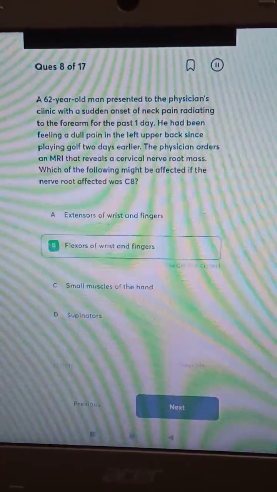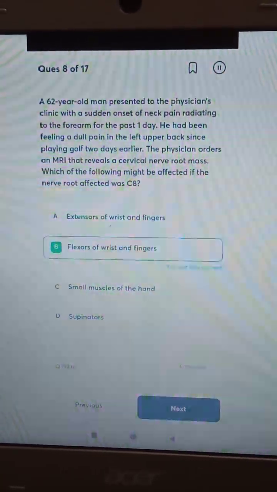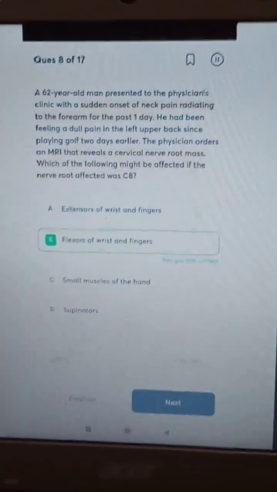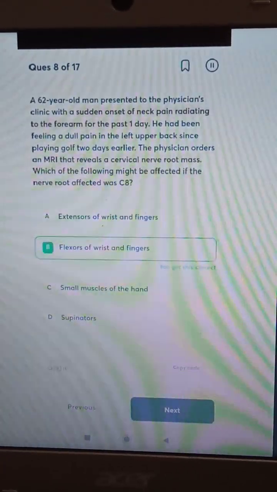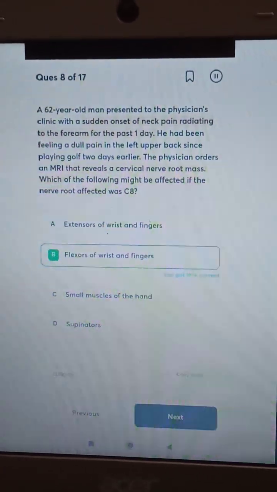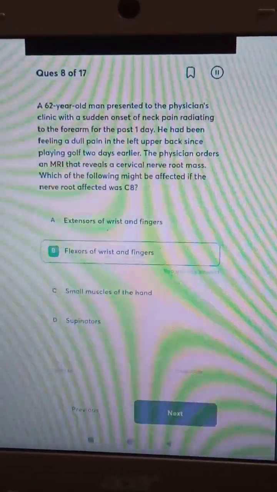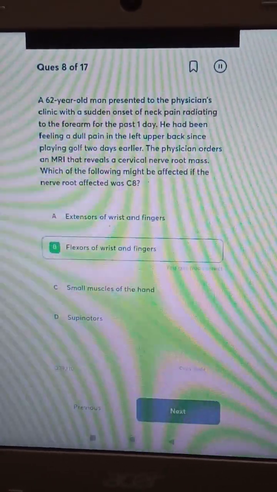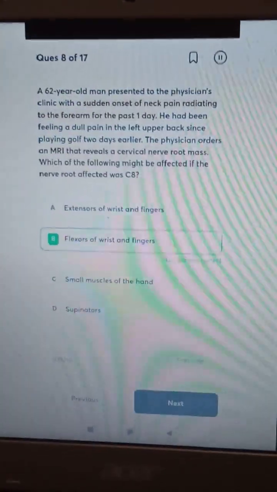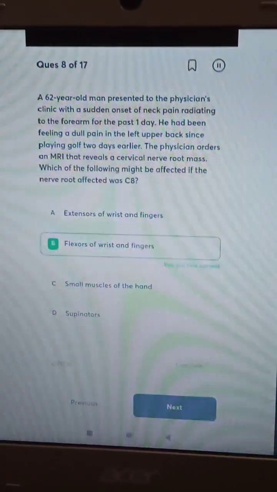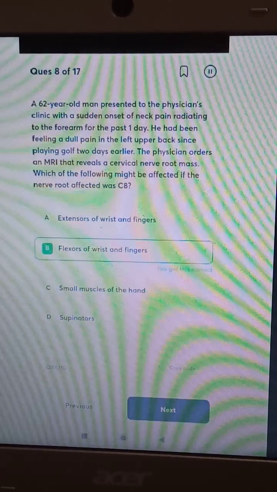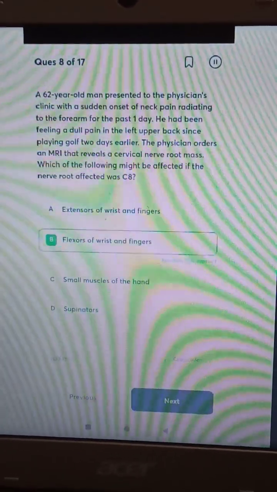The physician orders an MRI that reveals a cervical nerve root mass. Which of the following might be affected if the nerve root affected was C8? Okay, for this we need to know the concept and the areas which are supplied by the nerves arising from C8. What are the nerves arising from C8?